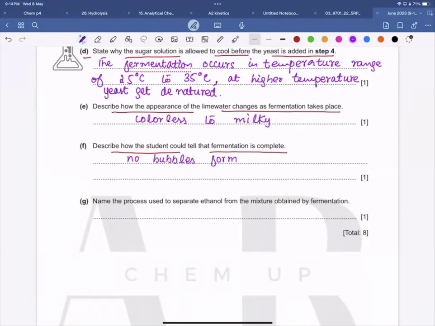the fermentation is completed. Name the process used to separate ethanol from the mixture obtained by fermentation. So, it's fractional distillation. Very good, Amma. It's fractional distillation.